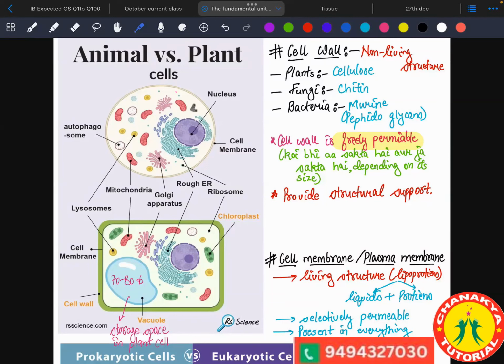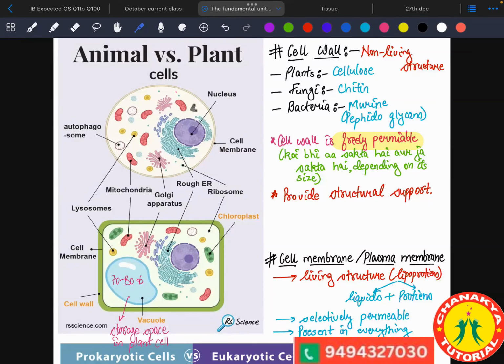What is the major difference between plants and animals? The most basic difference between the cells of plants and animals? Not about their function. Well, function: animals can move. Very good. So the plants cannot move, whereas animals can move from one place to another, whereas plants don't.